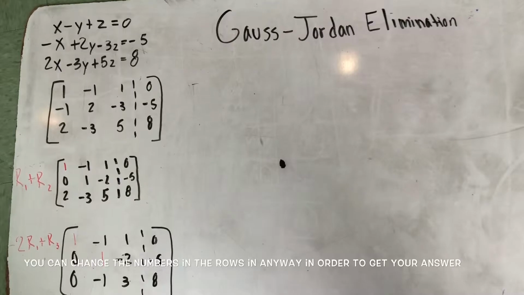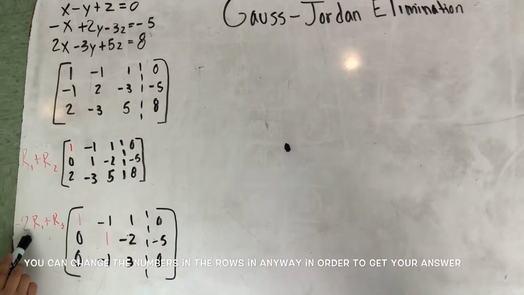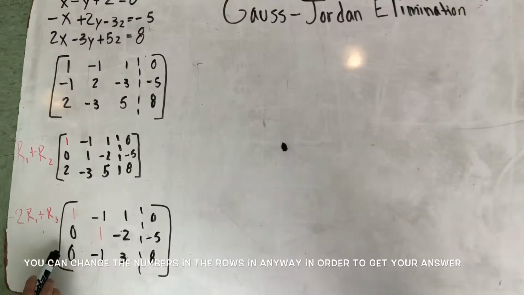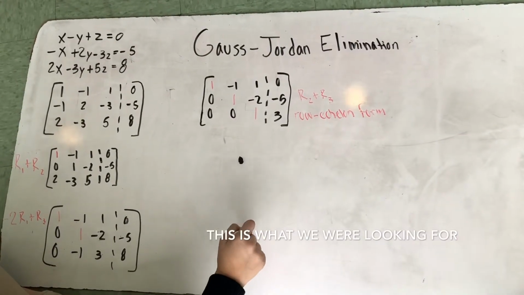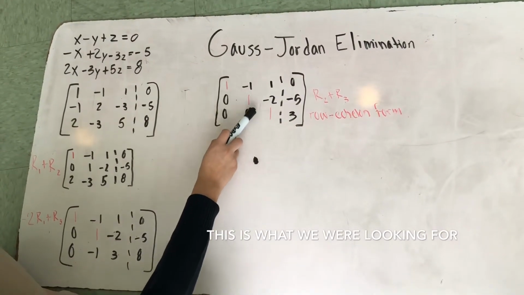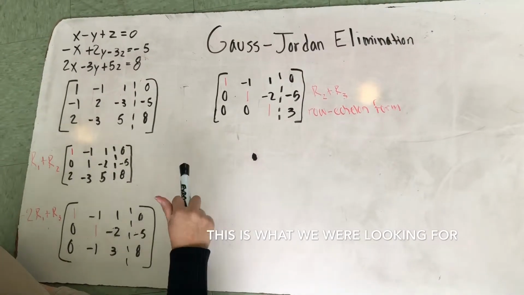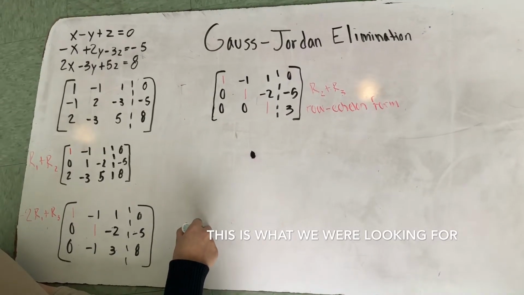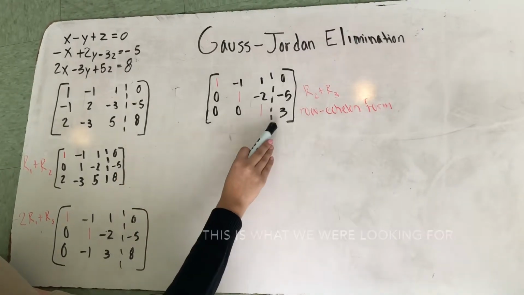So the next step that we did was we multiplied the first row by negative 2, and then we added it to the third row in order to get this 0 right here. So the next step that we did was we added row 2 to row 3, which gave us 1s across the main diagonal and 0s below it, which is the definition of the row echelon form. And also because of this change, another thing that happened was the 8 went to a 3.